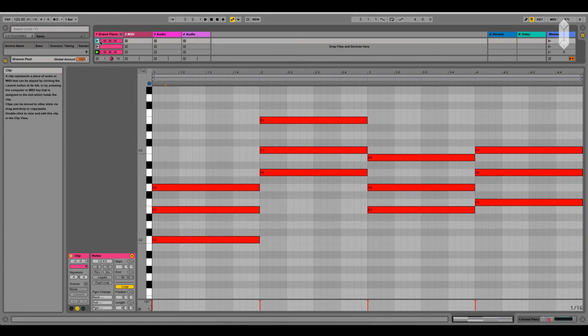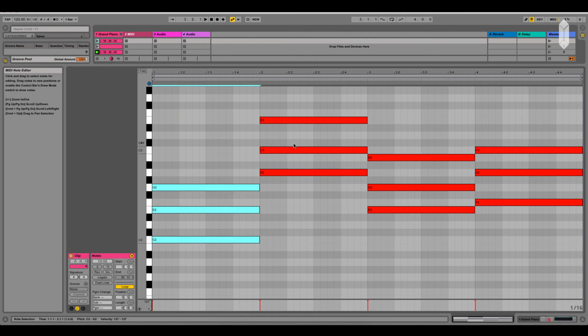So let's go to a chord progression I put together. It's a simple progression. We're in the key of C major, so we have a C major, we have your 6 chord, which is an A minor. We have a 3 chord, which is an E minor, and then we go to the 4 chord, which is an F major. So we play through.